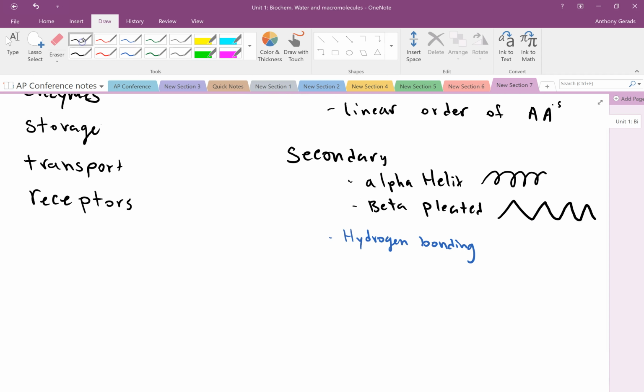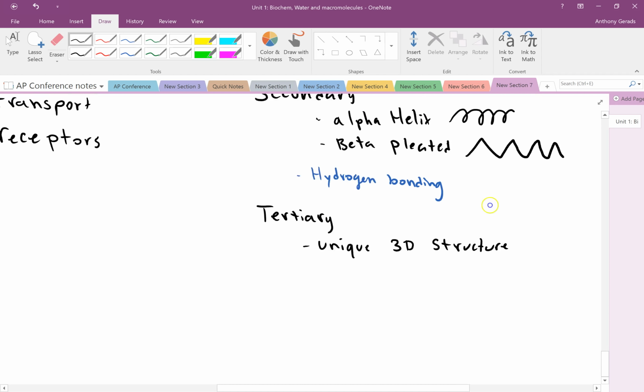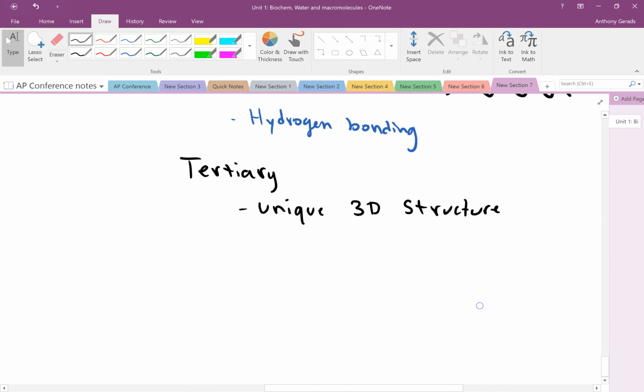Then I can go into tertiary. Okay, which can be a unique 3D structure. Did I spell unique right? Yeah. Okay. So unique 3D structure, and it's due to R group interaction.